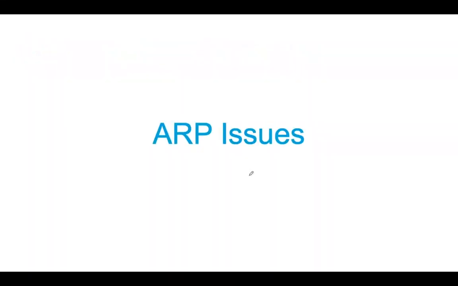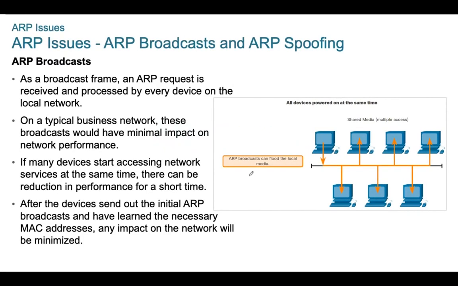Okay. So what are the ARP issues that you will find in this? The ARP request is simply broadcast, so ARP spoofing can be done. How? If you see here, there is a shared media, or multi-access. So there is a common communication channel among all these devices.